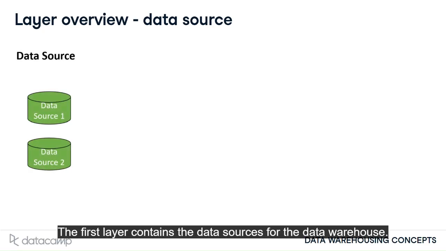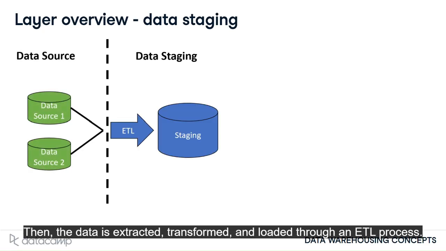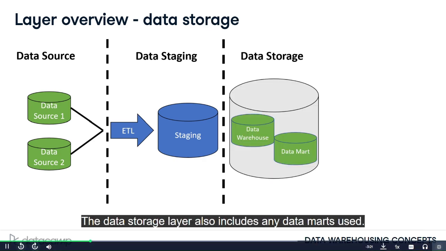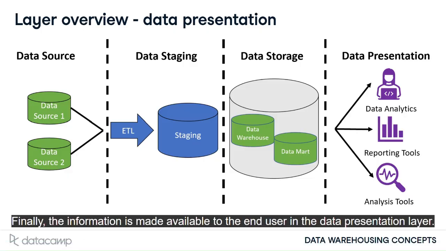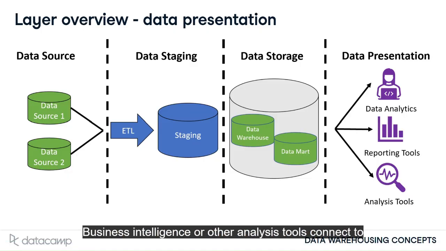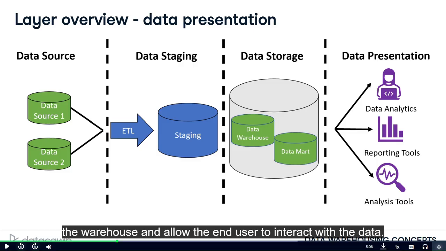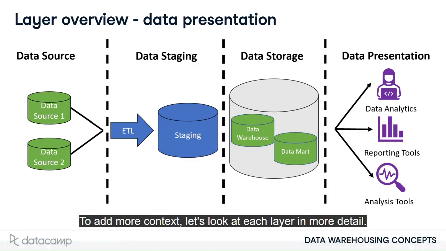The first layer contains the data sources for the data warehouse. Then, the data is extracted, transformed, and loaded through an ETL process. During this process, the ETL view here any data user in the data presentation layer. Business intelligence or other analysis tools connect to the warehouse and allow the end user to interact with the data.